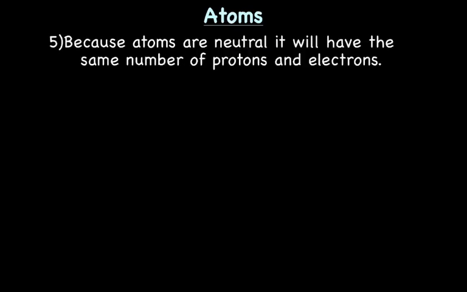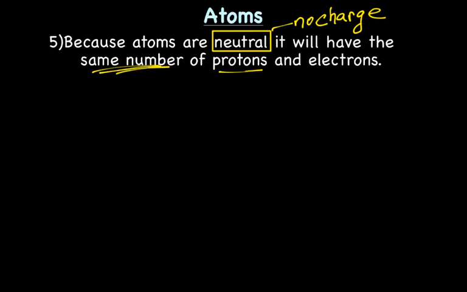Atoms are neutral, meaning no charge. So because atoms are neutral, an atom will have the same number of protons and electrons. That's because protons have a positive charge, electrons have a negative charge, and positive and negative cancel out. So if we have the same number of protons, or positive charges, as electrons, negative charges, we'll end up with a neutral atom.